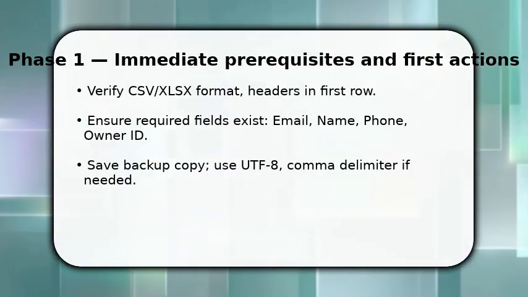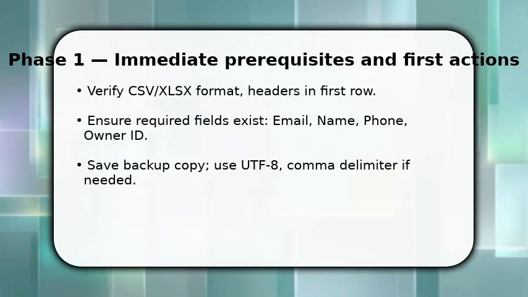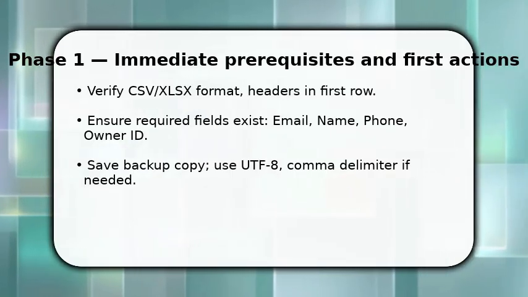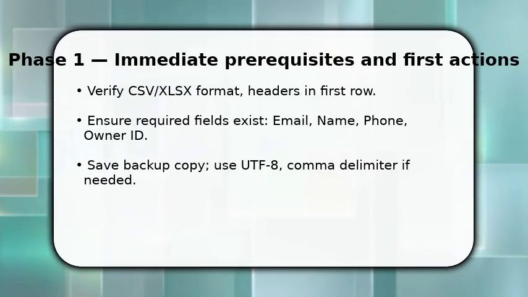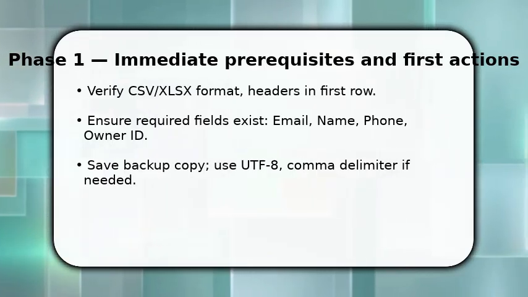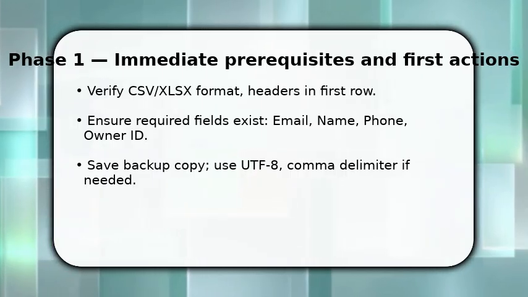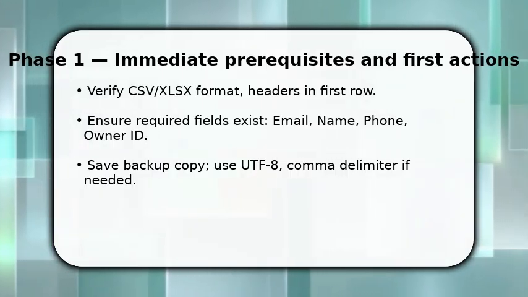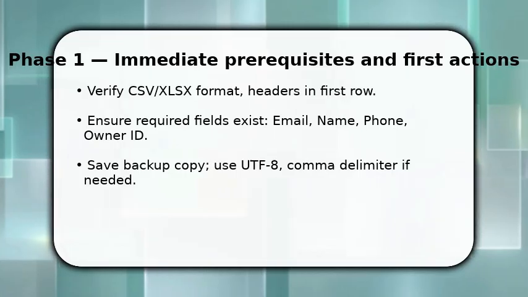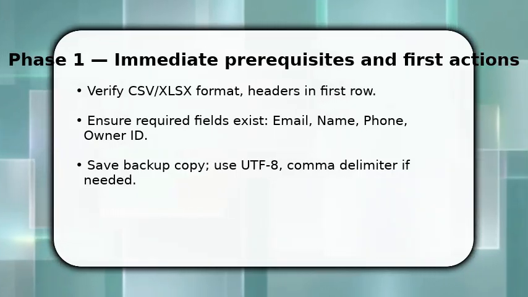You start by confirming your file meets Zoho's expectations, CSV or XLSX with headers in the first row. Next, make sure required fields are present, email, name, phone, owner ID, so records map cleanly. Once done, save a backup and export a UTF-8, comma-delimited CSV if you need consistency.